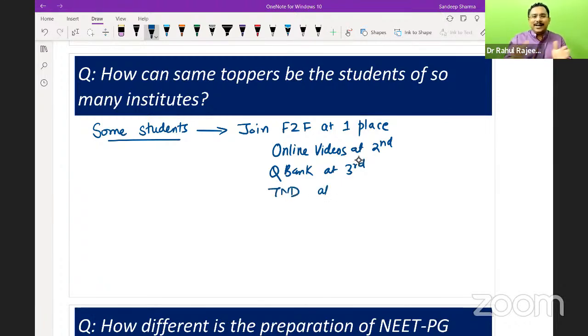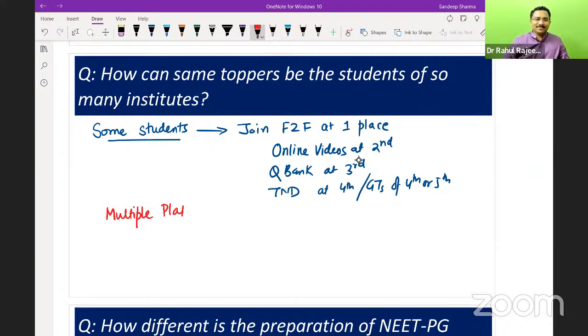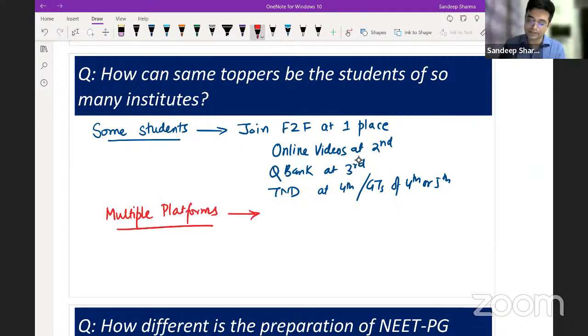So if you just randomly go to multiple platforms, thinking that joining multiple platforms is going to fetch me a good score, that is not the case. Yeah, so that is what I want to tell you. Khaleel sir, your take on this?